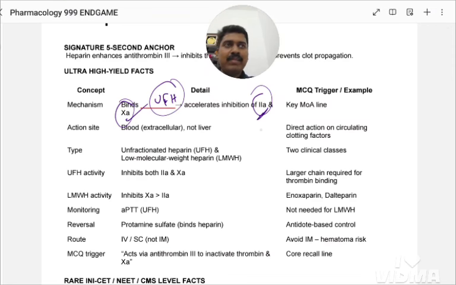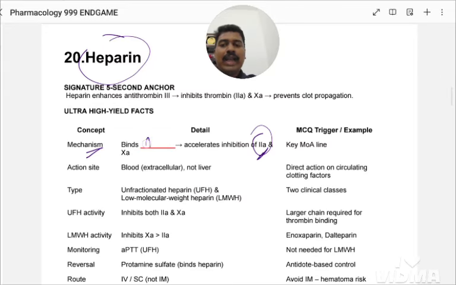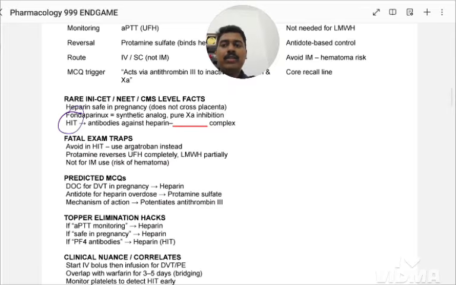Dash binds and accelerates inhibition of 2A. I told you this is, sorry, the mechanism of action of heparin: heparin binds to antithrombin 3. Okay, here the answer is antithrombin 3. Heparin binds to antithrombin 3 and accelerates inhibition of 2A and 10A. Next, heparin-induced thrombocytopenia. I told you it is against platelet factor 4.